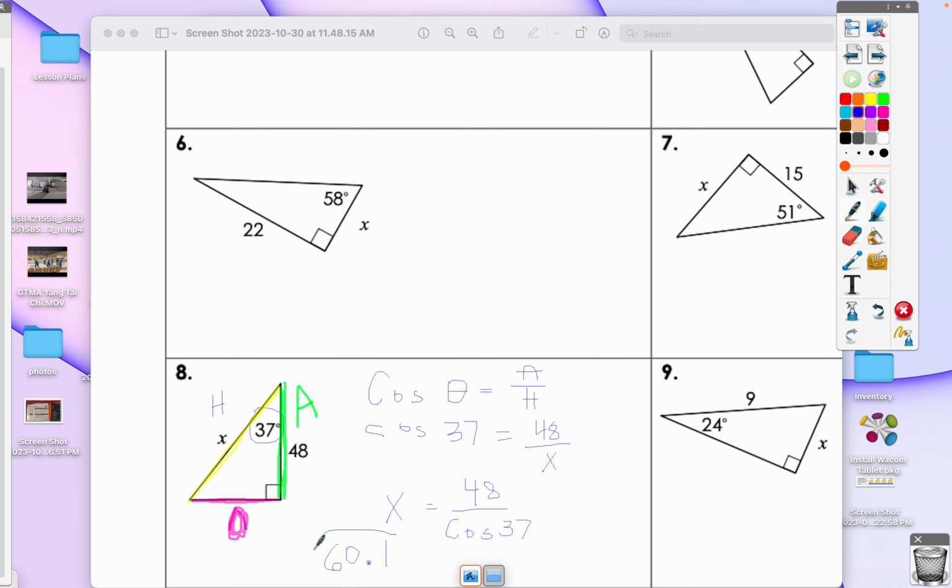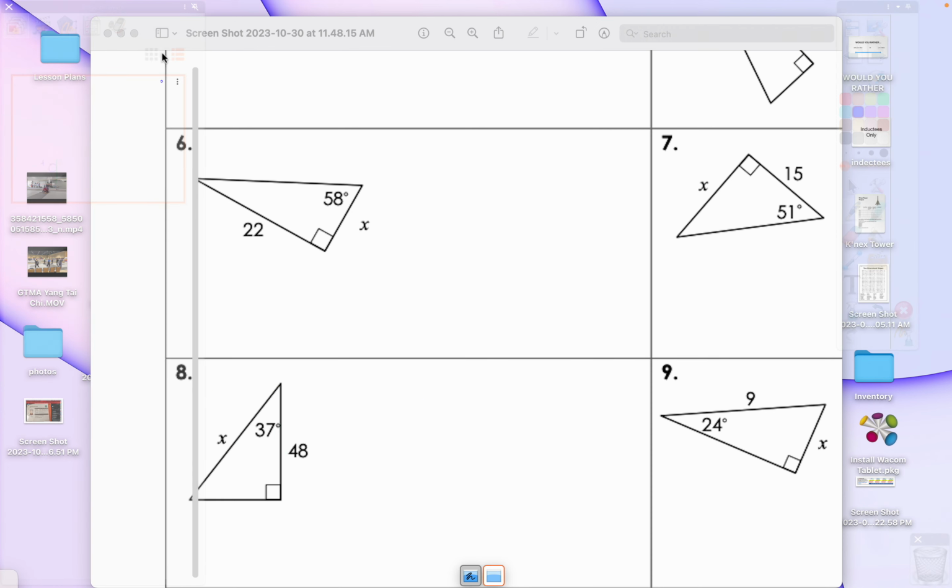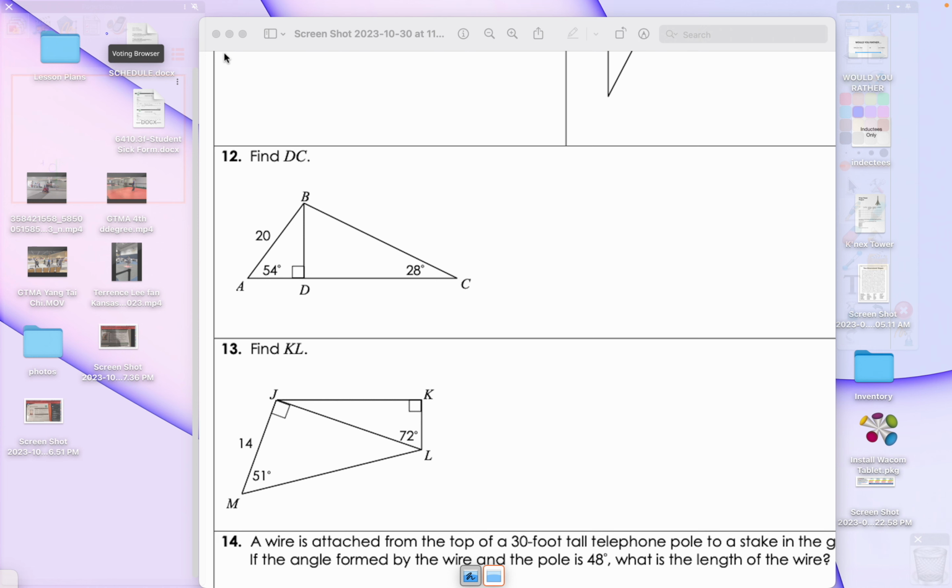And that is the side that is adjacent to the 37 degree. All right, there is your answer for number 8. All right, you guys, try out the rest of the ones on the front. I'm going to head over to the one on the back because there is one that throws people off.